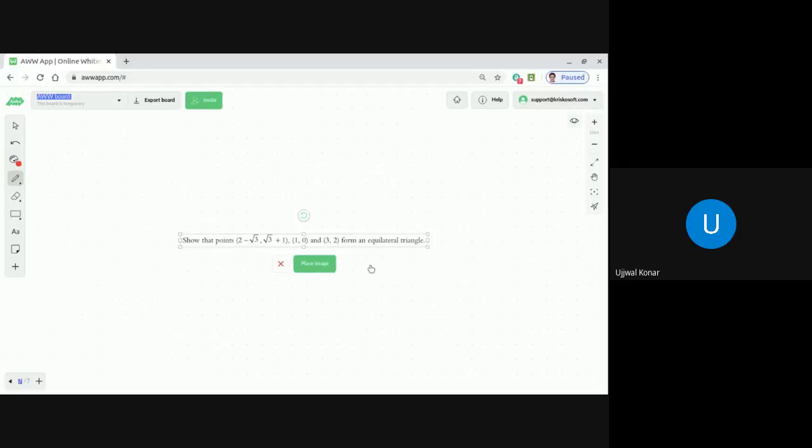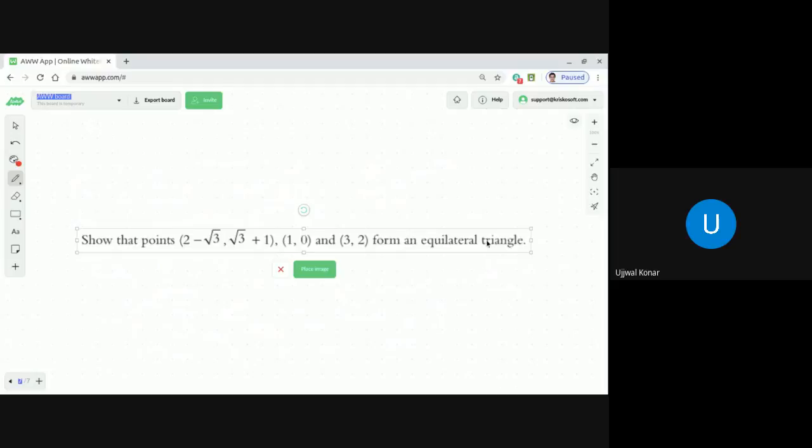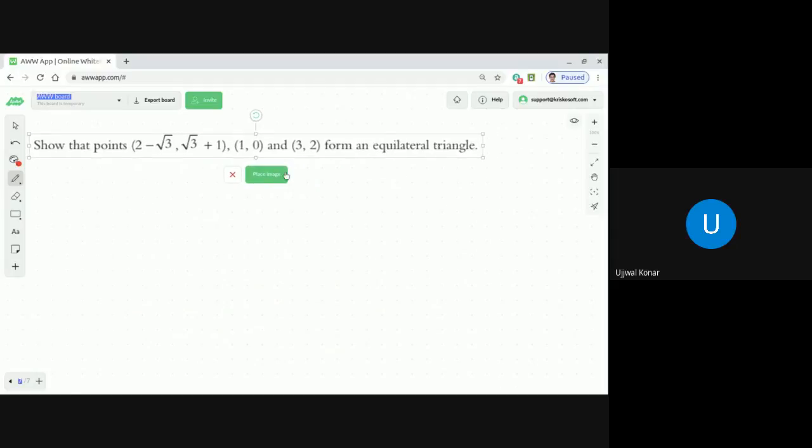So question number 6 is in front of you, dear students, and the question says to show that the points (2, 2), (2 minus root 3, root 3 plus 1), (1, 0), and (3, 2) form an equilateral triangle. I want you to do it, and do let me know your comments, dear students. In fact, you can tell me what is the value of AB, BC, and CA we are getting.